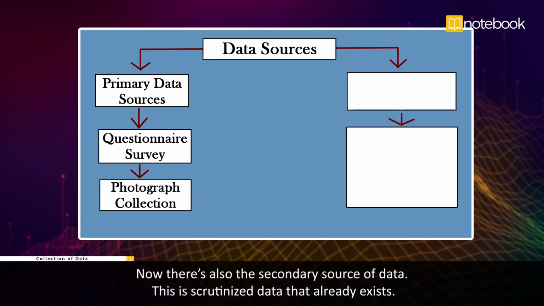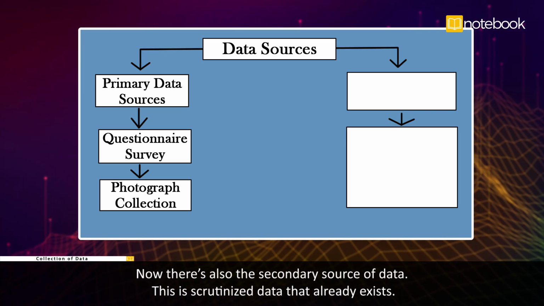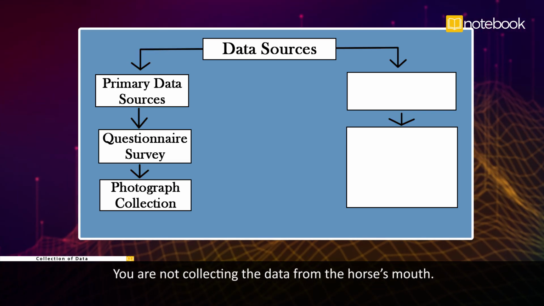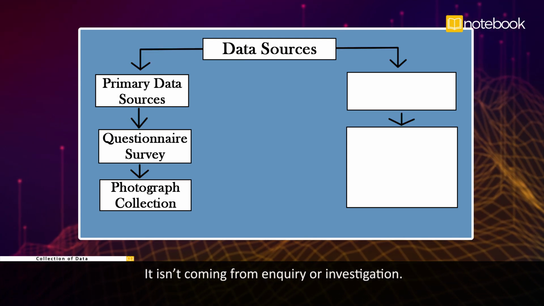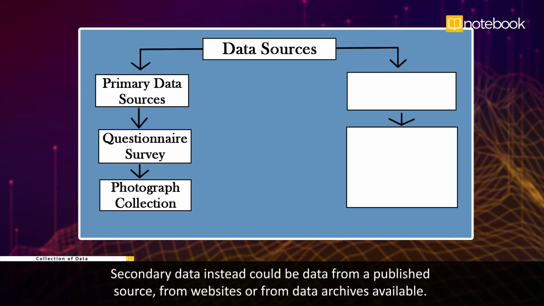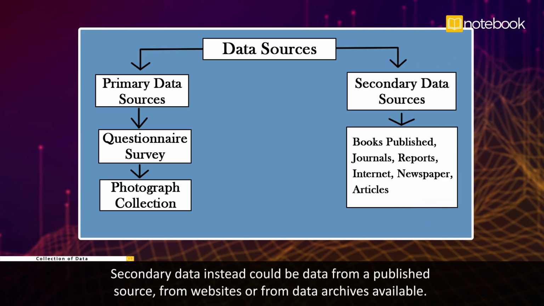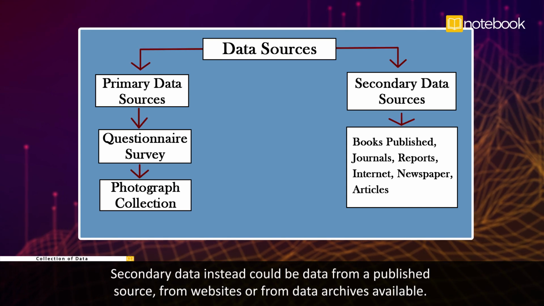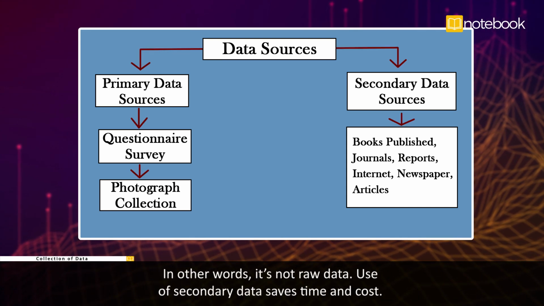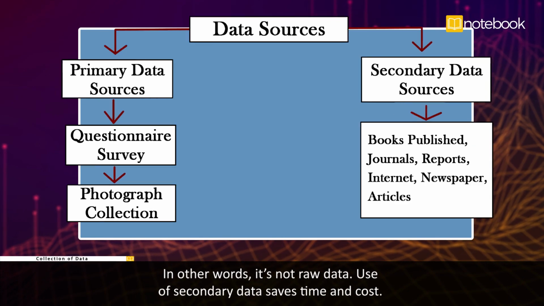Now there's also the secondary source of data. This is scrutinized data that already exists. You're not collecting the data from the horse's mouth. It isn't coming from inquiry or investigation. Secondary data instead could be data from a published source, from websites, or from data archives available. In other words, it's not raw data. Use of secondary data saves time and cost.